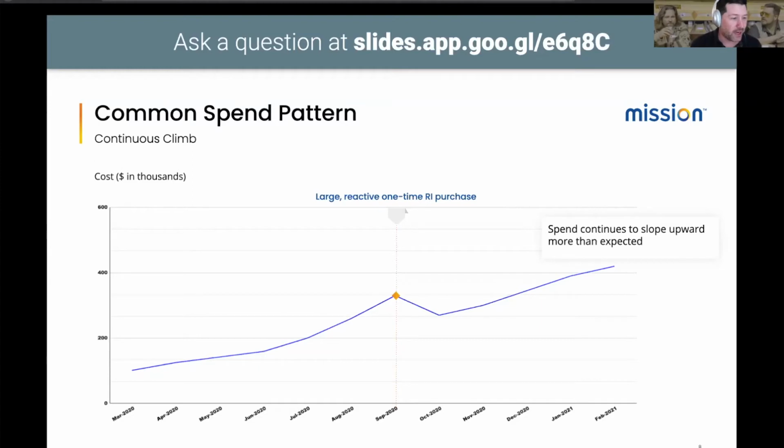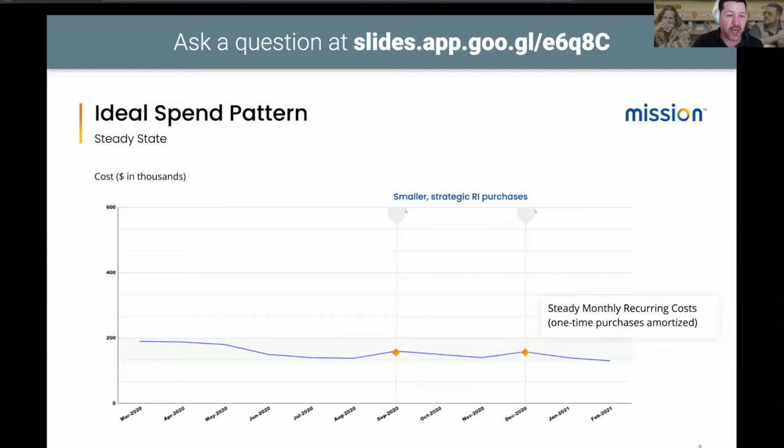bar. All right, so let's go to the next slide, Jason, and we'll talk a little bit about how we help this customer. So you'll notice here that we wanted to get to a steady state for them. This is a real Mission customer. They engaged with us to drive this kind of programmatic cost optimization in a continuous fashion. And you can see that the output is a more steady state, predictable month-to-month charge.